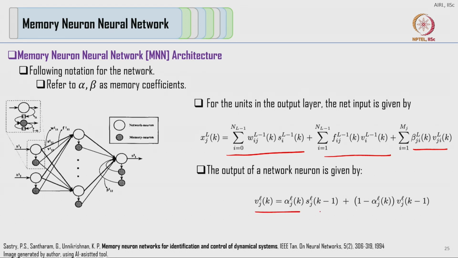The output neuron is always computed like this: Vj is alpha j into Sj plus 1 minus alpha j into Vj, where the corresponding one delayed input is what we need to take into the picture. So, I can generalize this for L layers.